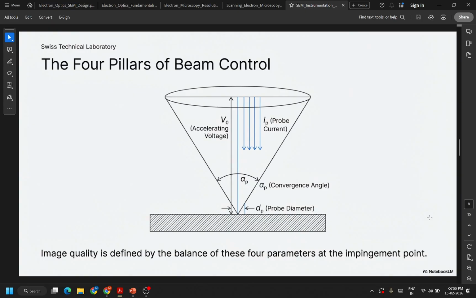Now the beam can be controlled in four ways. One is your accelerating voltage, one is your probe current, which is a beam current, one is your convergence angle, and one is your probe diameter, that is your spot size. And balancing these four is required for getting the best image quality.